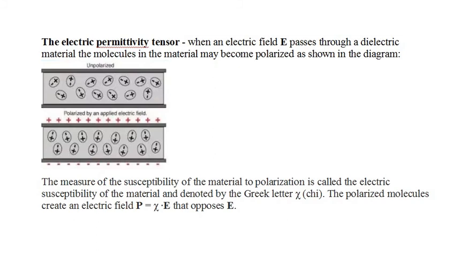And these polarized molecules create an induced electric field that opposes the original field. Chi, the electric susceptibility of the material, is a measure of its susceptibility to polarization, and the strength of the induced field, P, is given by chi times E, the original field. The resulting field in the material is the sum of the original field and the induced field.